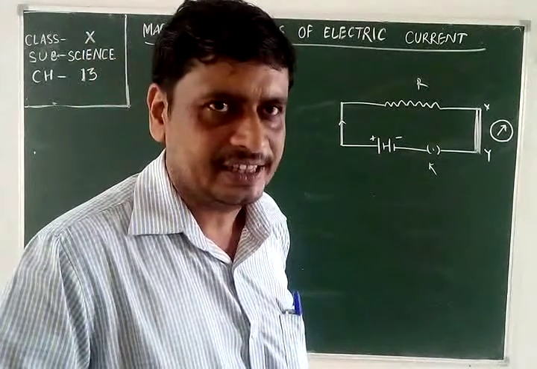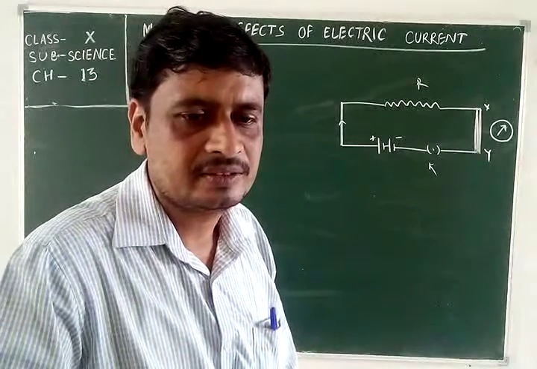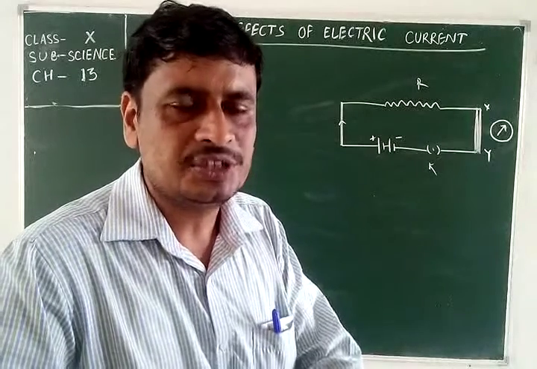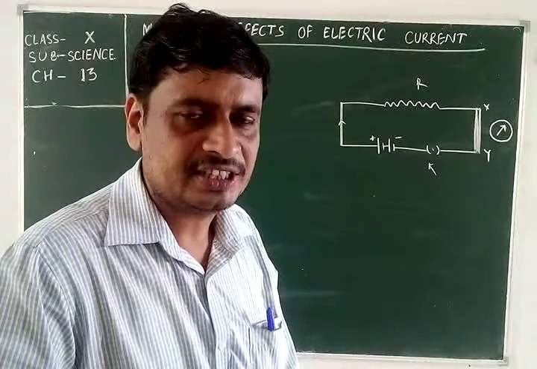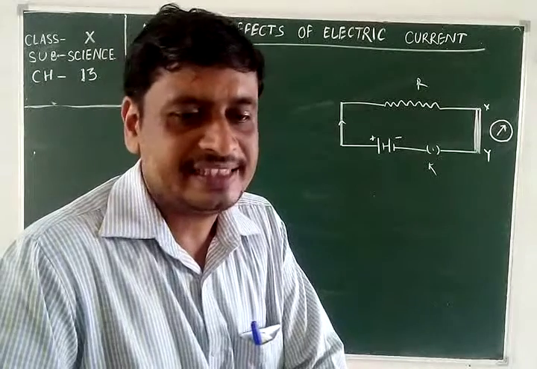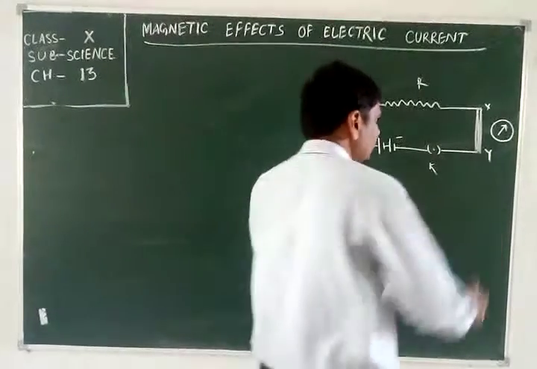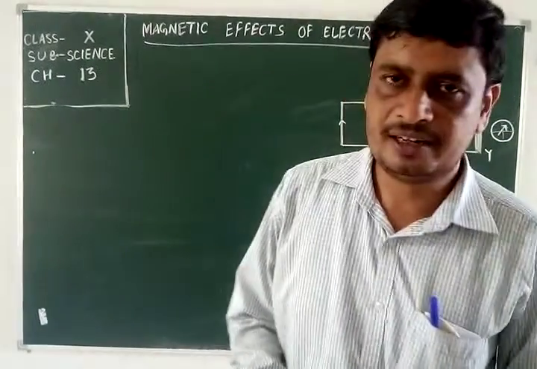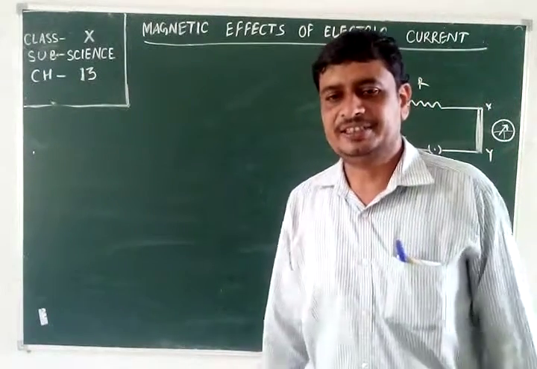Now pass the electric current by switching on this switch. After switching it on, the electric current will flow through the circuit. A resistance R is there also. Now we have to observe the change in the position of this compass needle, the deflection of the needle of that compass. We see that the needle is deflected.